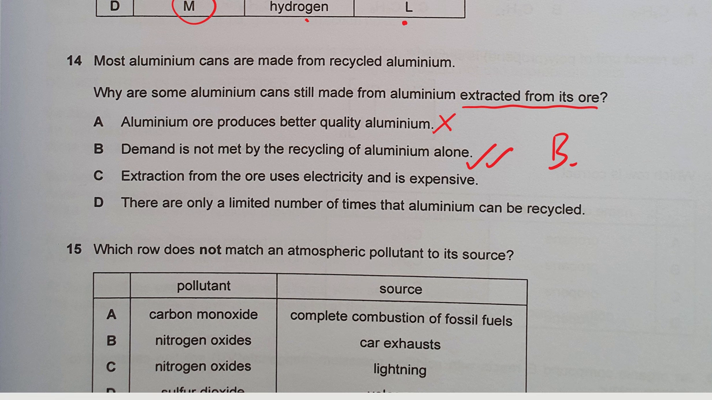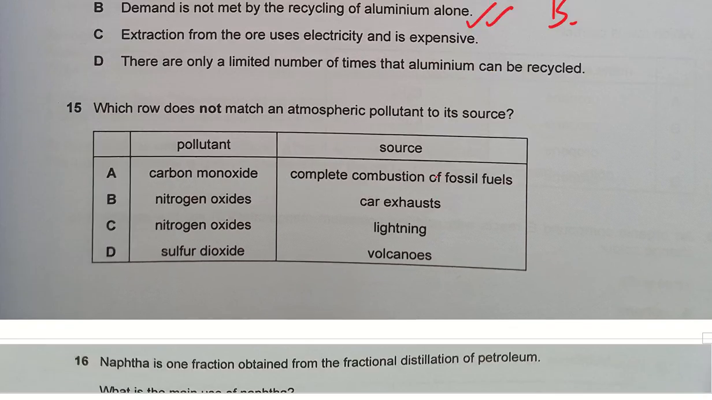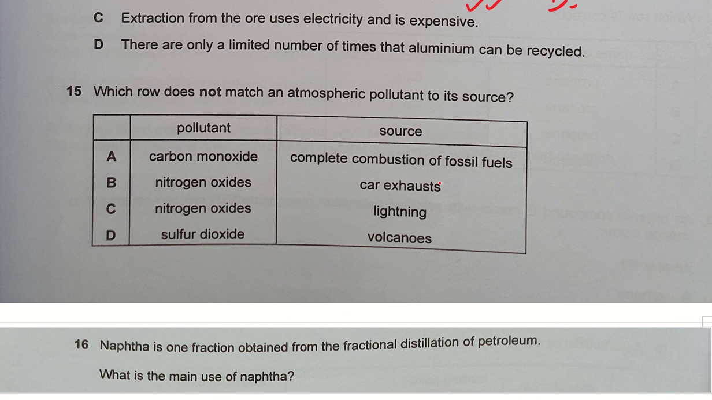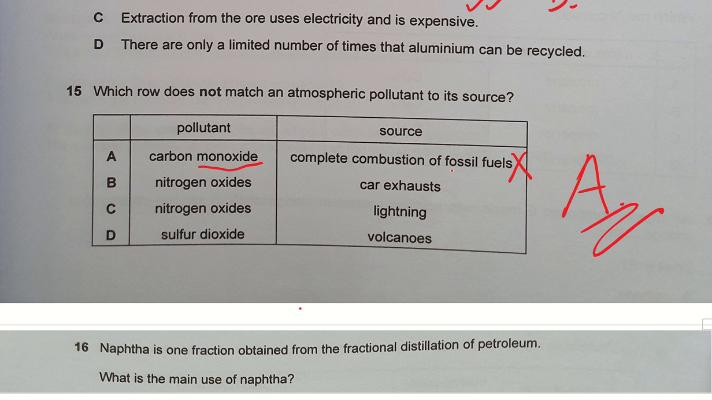Next, which row does not match an atmospheric pollutant to its source? Carbon monoxide, complete combustion of fossil fuel. Okay, the answer is A. Alright, carbon monoxide is not from complete combustion. Remember, it's incomplete combustion. Then we can just check the other answers just in case.